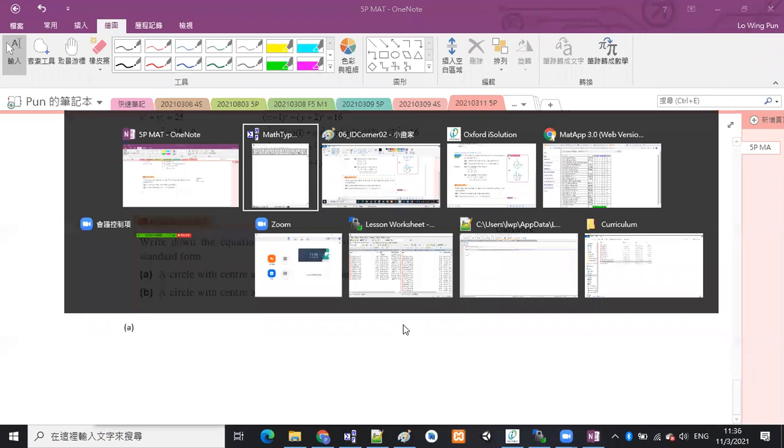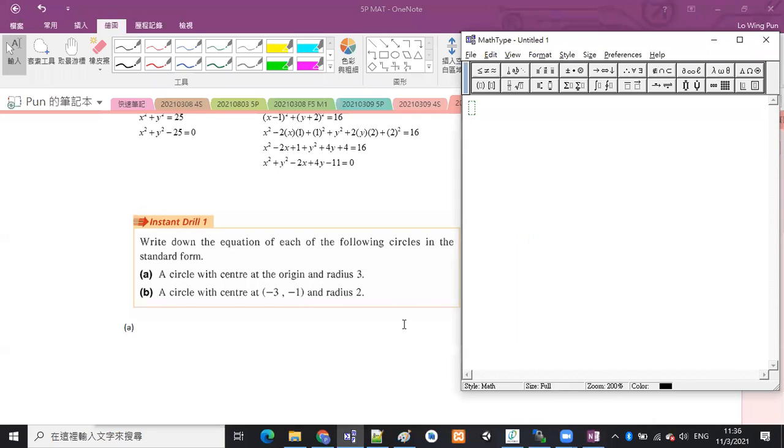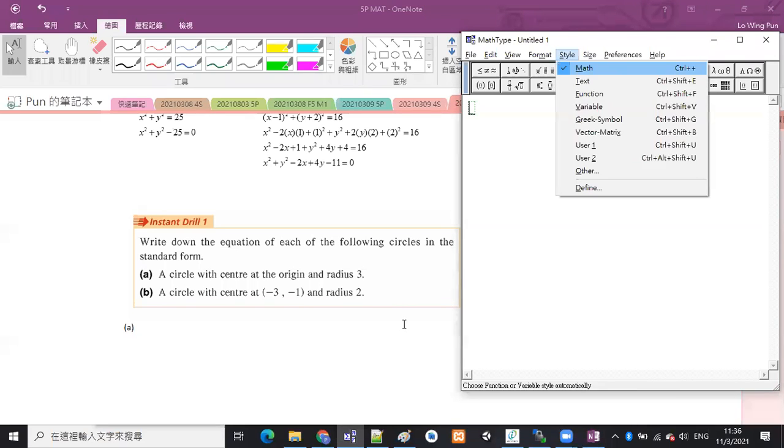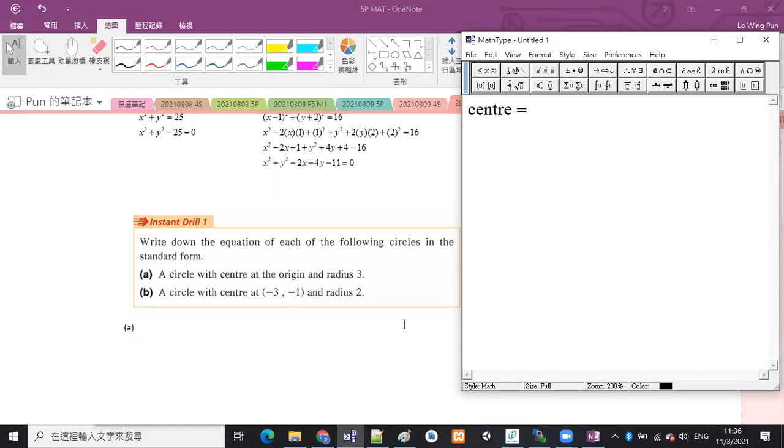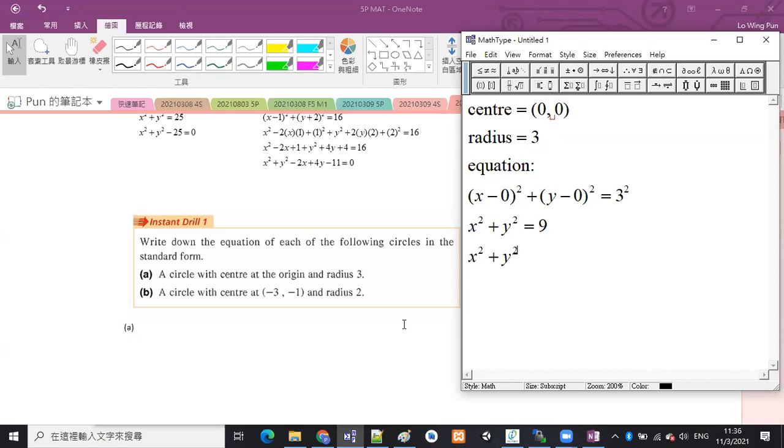Okay, let's check the answers. So part A, the circle with center at the origin and radius 3. The center is the origin, meaning 0, 0, and the radius is equal to 3. Then we can write down the equation of the circle: x minus 0 squared plus y minus 0 squared equals 3 squared. Any number minus 0 is just that number, so we have x squared plus y squared equals 9. Then subtract the 9 to the left-hand side, making the right-hand side 0, which is the final answer.